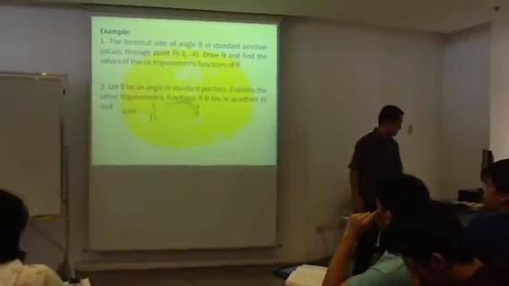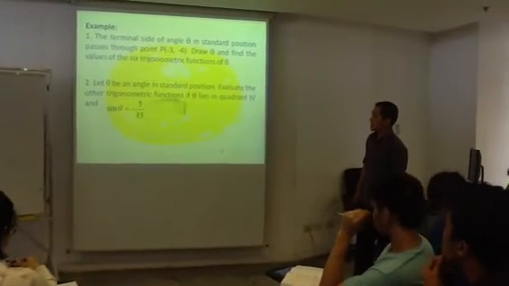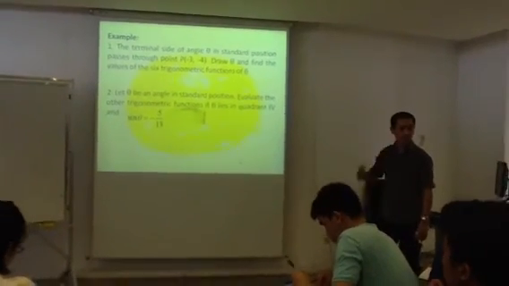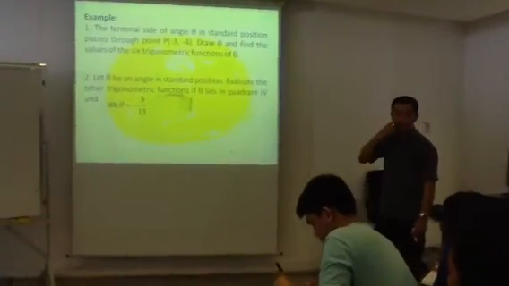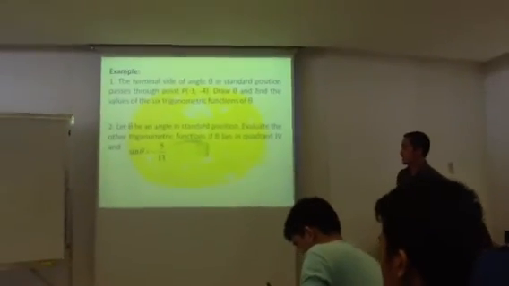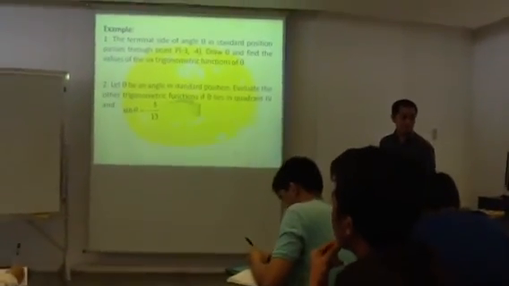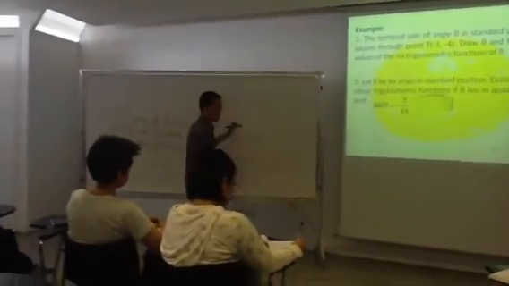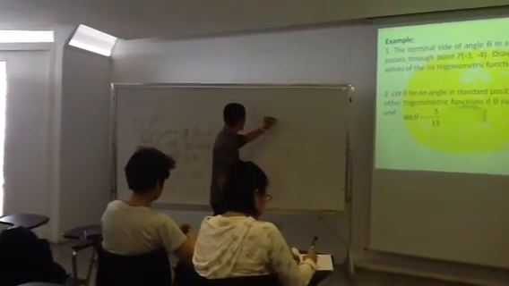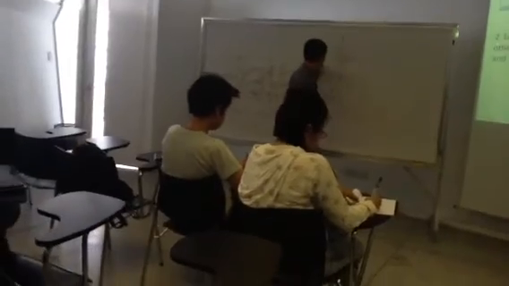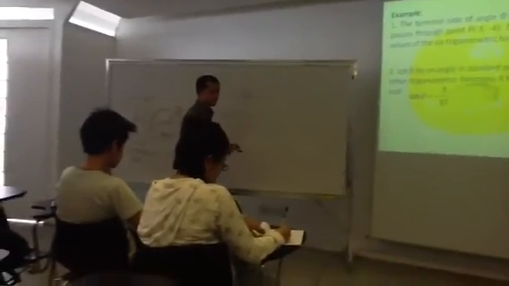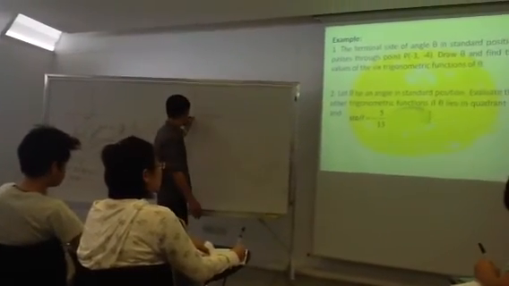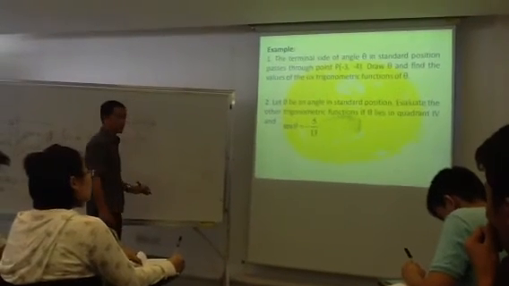Now let us consider this. Suppose we have an angle in standard position and the angle lies in quadrant 4. And you are already given one trigonometric function, which is sine, negative 5 over 13. So we just need to identify the remaining 5. But let us illustrate the given. According to the given, your theta lies in quadrant 4. So your terminal side is in quadrant 4.